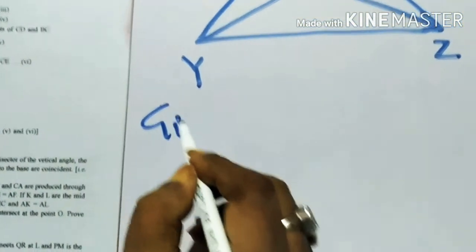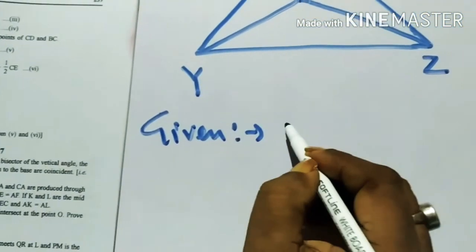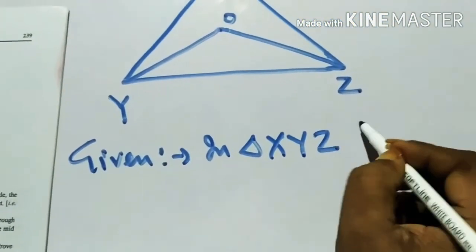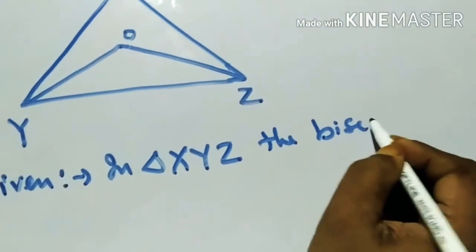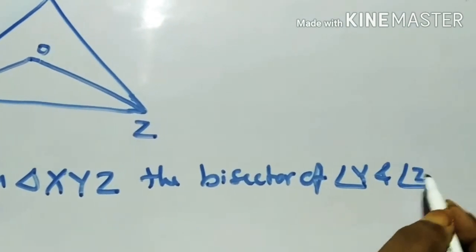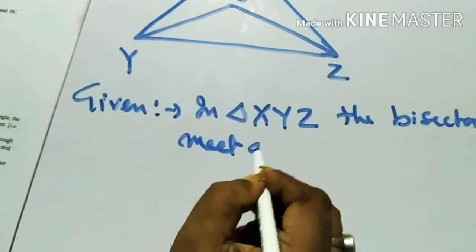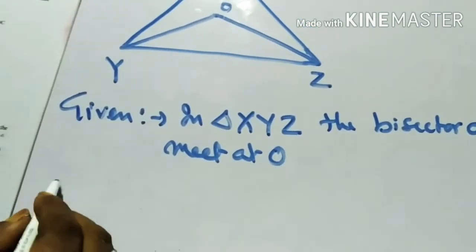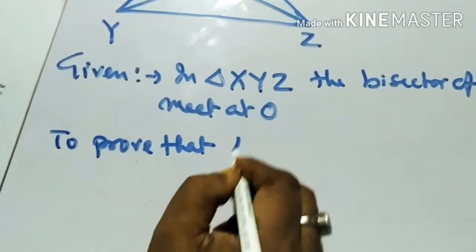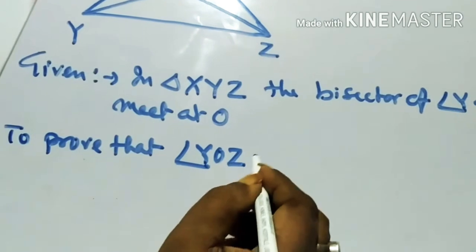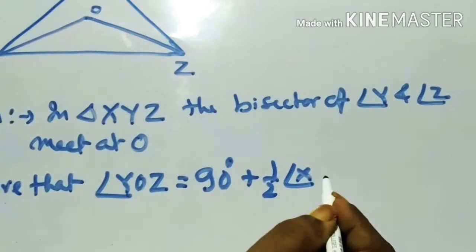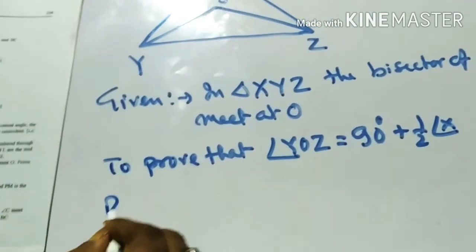So it is given, in triangle XYZ, the bisectors of angle Y and angle Z meet at O. To prove that angle YOZ is equal to 90 degrees plus half angle X. Now see the proof.